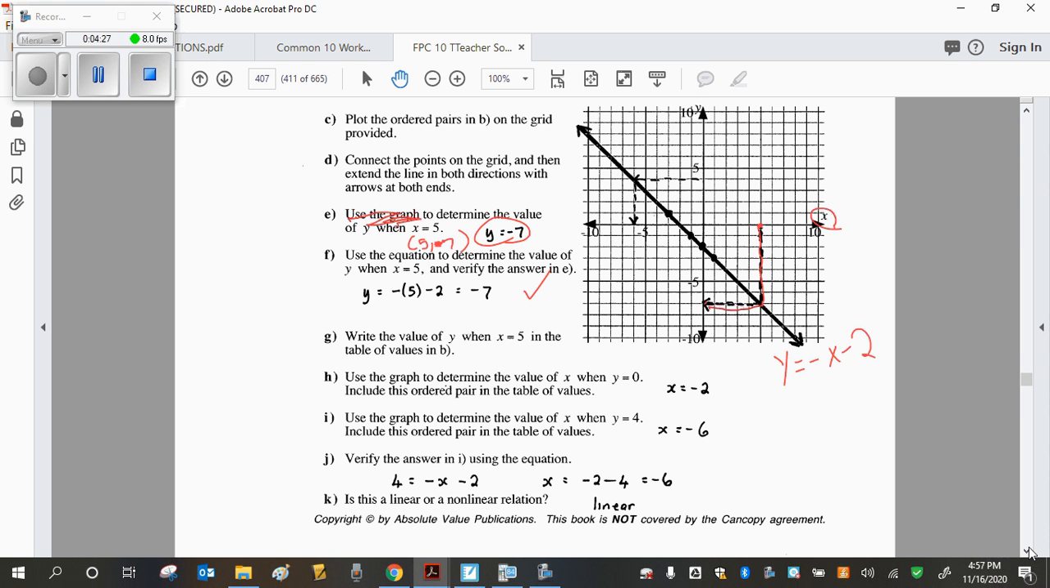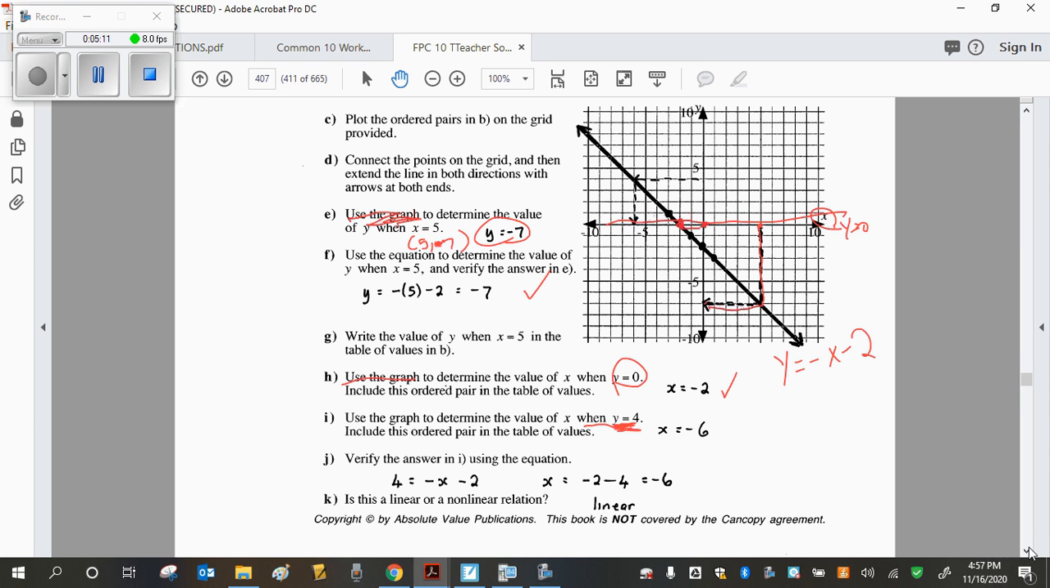Part H, use the graph. When y equals 0, well, y equals 0 means the origin. And where does the graph hit y equals 0? Oh, x equals negative 2. Okay, so y equals 0 is 0 up. That means the x-axis. Where does the graph hit the axis? So negative 2, 0.